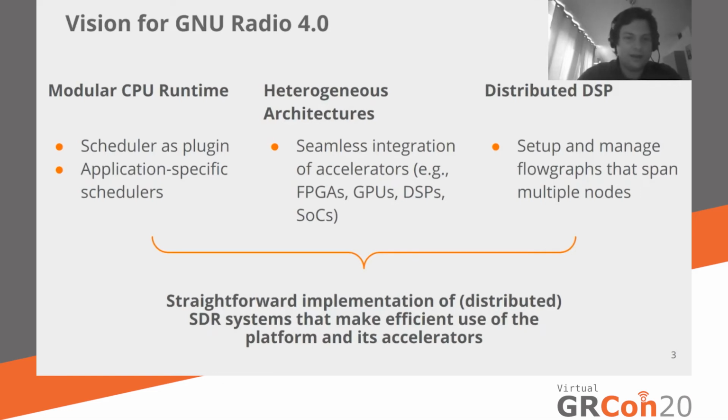And the third area, which might not be the thing we immediately work on, but that we might have in the back of our minds, is something like distributed signal processing, where a GNU Radio flow graph is not only running on one CPU on one PC, but it might span different PCs that are connected somehow. So for example, if one gets overloaded, a block might be transitioned statefully to a different node, and all the data flows are automatically rerouted. And I think if we have these three improvements, it pays into what GNU Radio is already well known for, like straightforward implementation of SDR systems. But maybe in the future, these SDR systems might be distributed and make more efficient use of the platform and its accelerators. Okay, so these are the three points that I think would be worth working on.